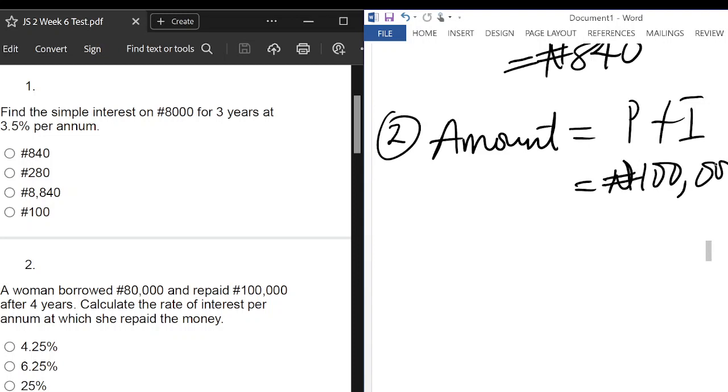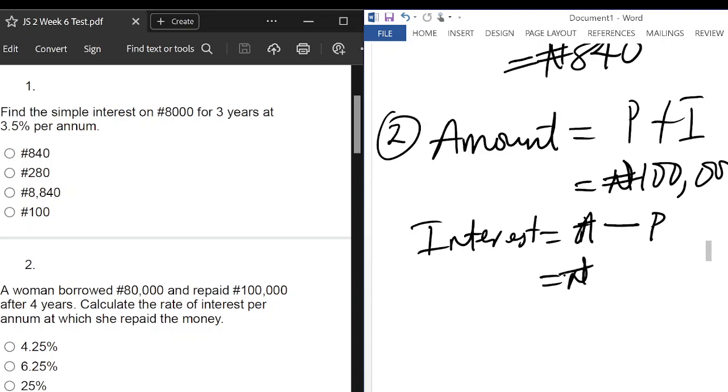100,000 naira. So for us to get the interest, we are going to subtract the principal from the amount. That means 100,000 minus 80,000 naira, and that gives us 20,000 naira. So calculate the rate of interest per annum. This is the interest that this 80,000 has accumulated.